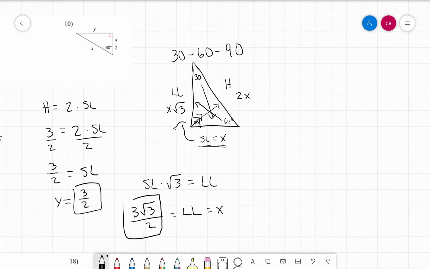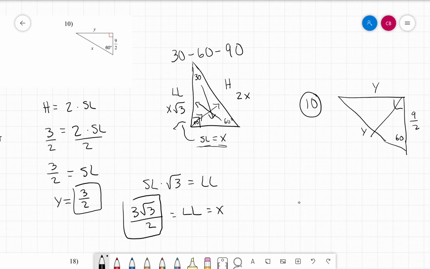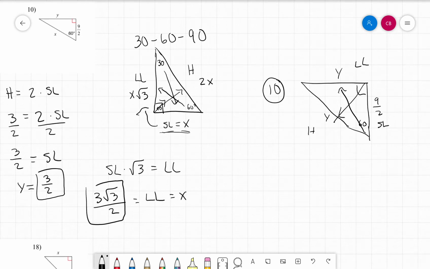Let's try another one. We're doing number 10. We've got the following. This one's y, this one's x, this one's 9 halves. This is the right angle, this is 60. So this is the hypotenuse. We need to identify those every time. This must be the long leg, and this is obviously the short leg. Remember, the hypotenuse is the short leg times 2. So H is equal to 9 halves times 2. Cancel, cancel. H is equal to 9. So that is your y.